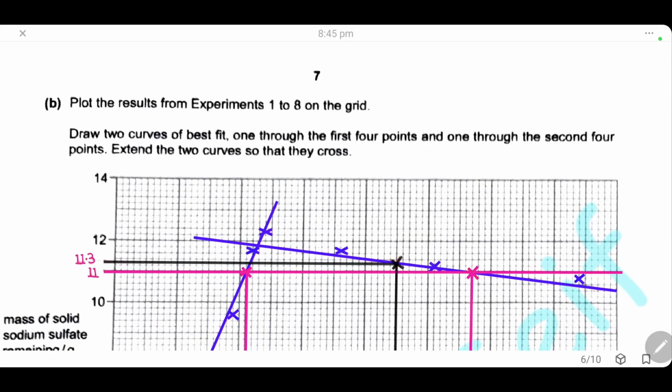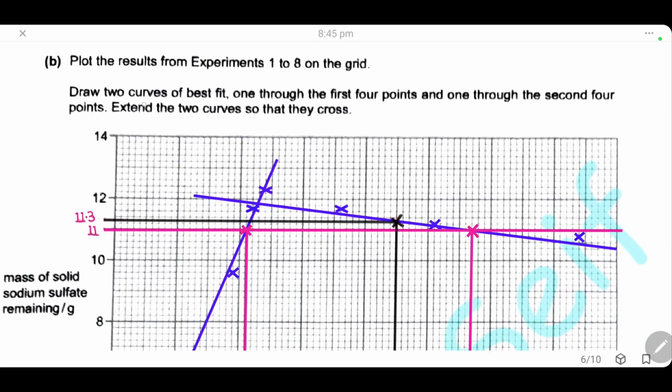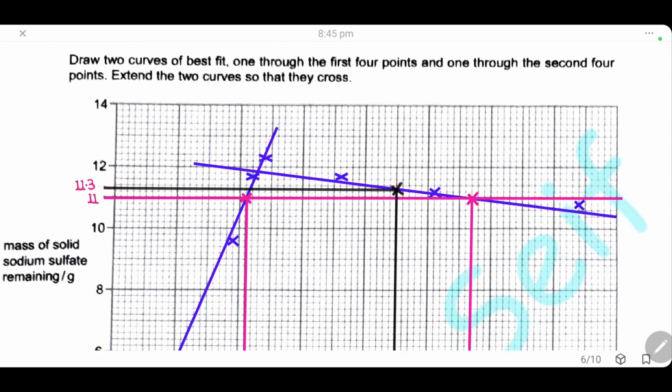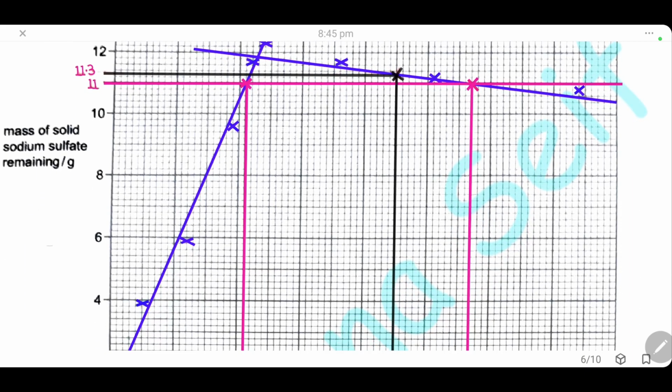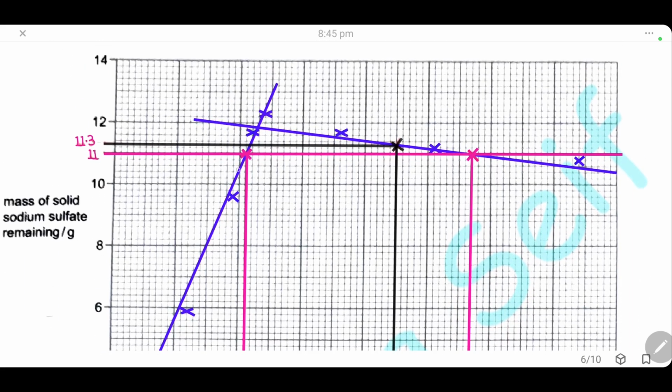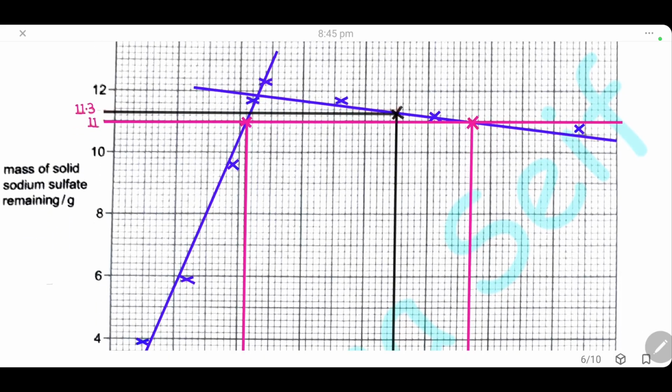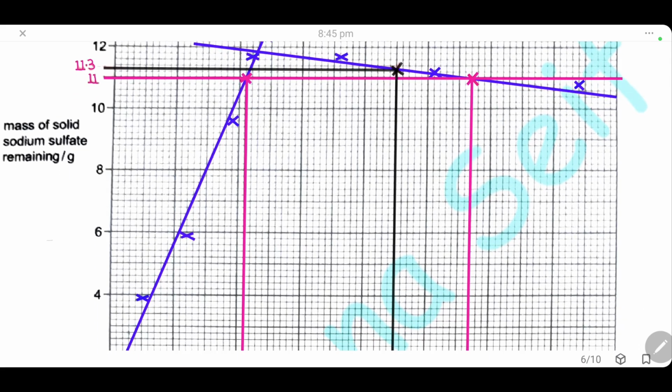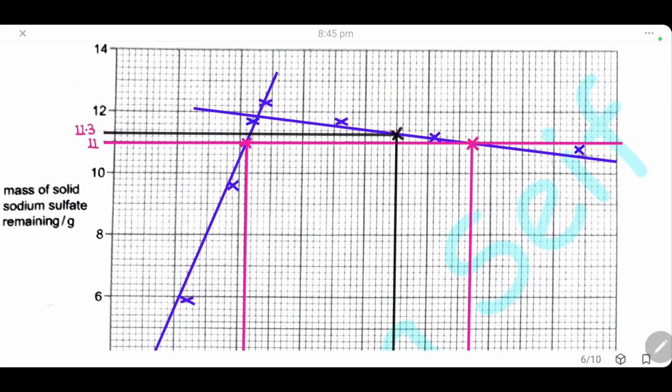Here we will plot our results from experiment 1 to experiment 8 on the grid. We will draw two curves of best fit, one through the first 4 points and one through the second 4 points. Extend the two curves so they cross. So here I have the first 4 points and the blue line, and the second blue line through another 4 points. I draw a best fit line for the first 4 points and then a second best fit, and they cross together at this point, as we can see.